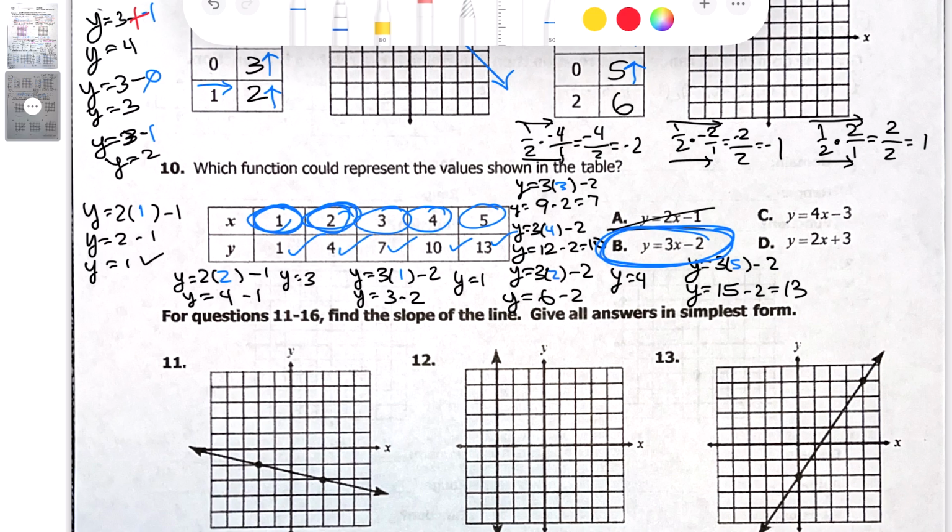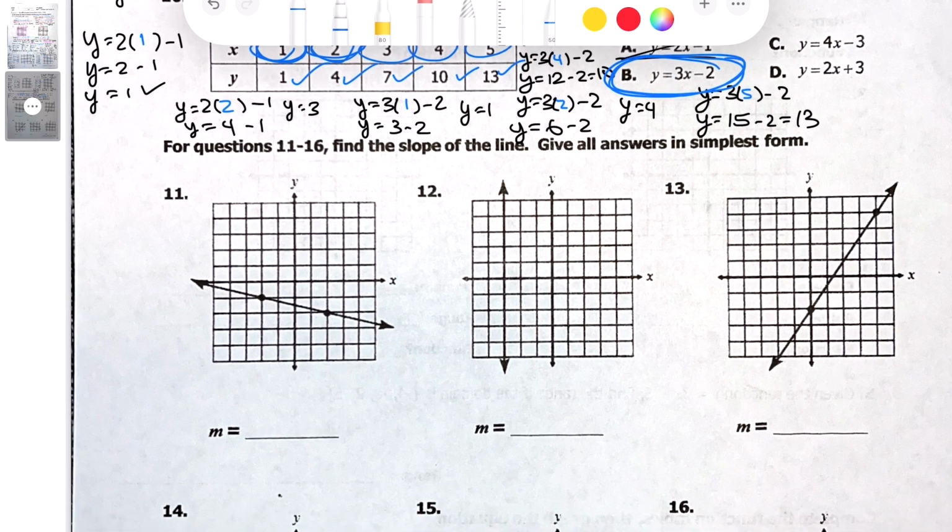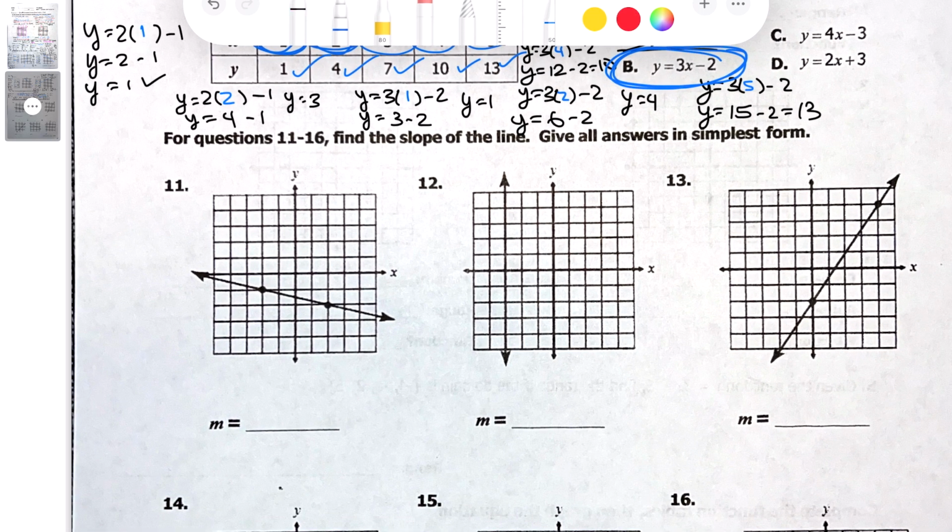This one might require quite a bit more work as far as going through. So make sure that you do show all of your work as you're going through the test. Again, if you need a separate sheet of paper, just simply ask for one. All right, so for questions 11 through 16, find the slope of the line, give all equations in simplest form.